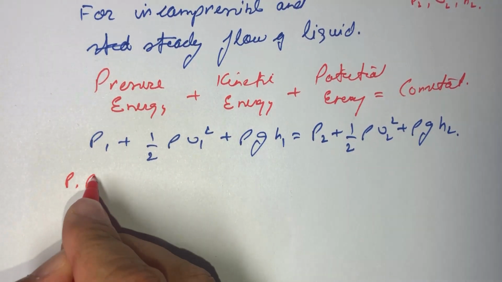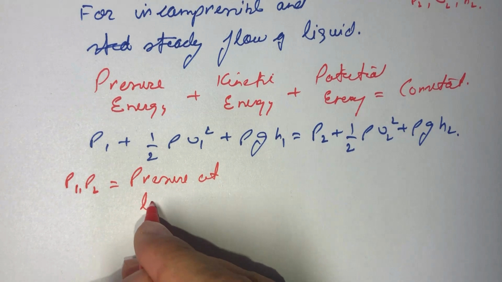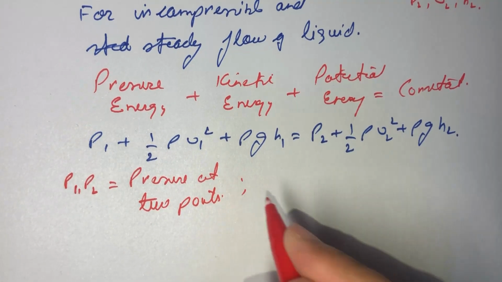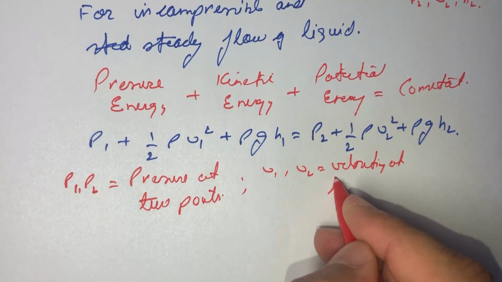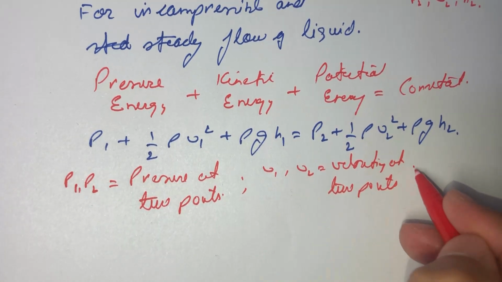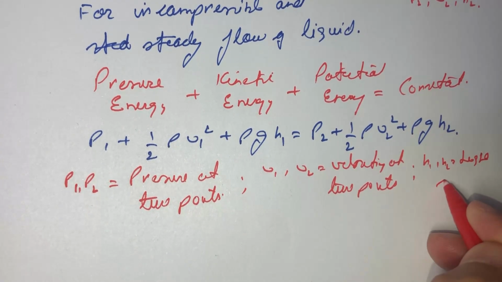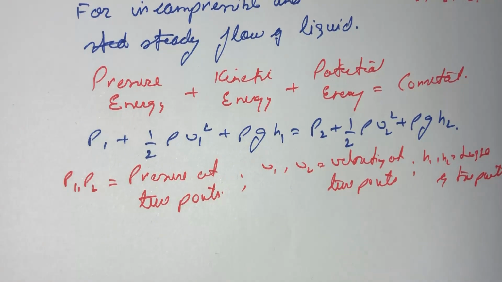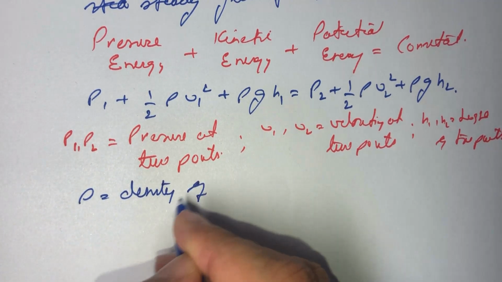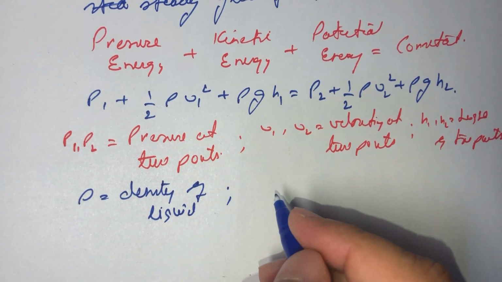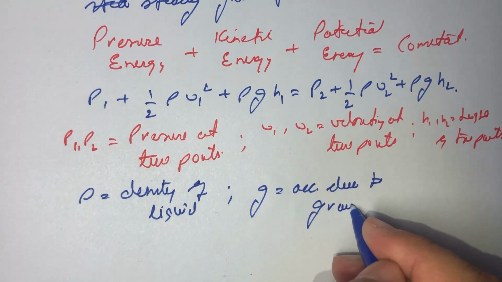So our P1 and P2 are pressure at 2 points, V1, V2 is velocity at 2 points, and H1, H2 is height of two points, and rho is the density of the liquid, and g is the acceleration due to gravity.